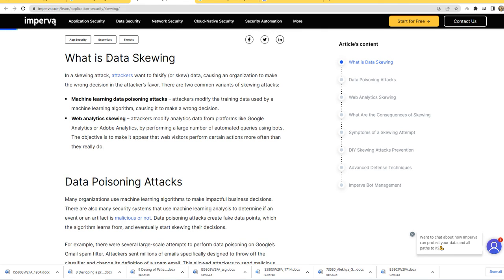What is meant by data skewing? Data skewing is something where attackers modify analytics data. Usually the training data set will be there, and that data set will be modified. So let us understand how a decision will change when we modify data.